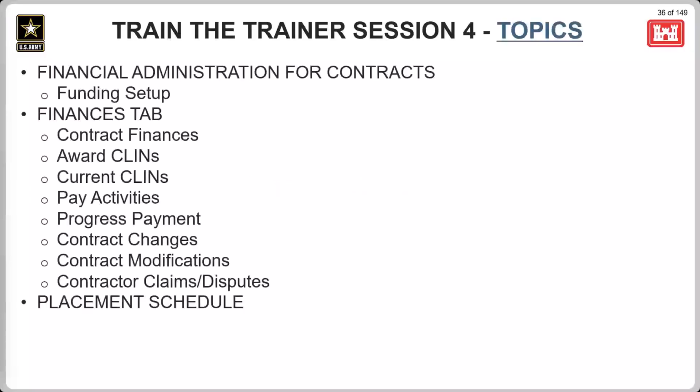Here is a list of the items that we'll be covering in today's training. First up is going to be financial administration for contracts. We're going to review where funding setup can be set up within the administration tabs. Next, we'll review everything in the finances tab, so contract finances, CLINs, pay activities, progress payment, changes and modifications, and finally the claims and disputes module. And then after that, we will review the placement schedule module.